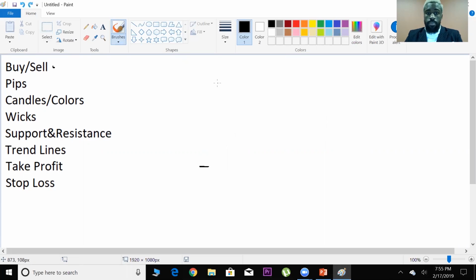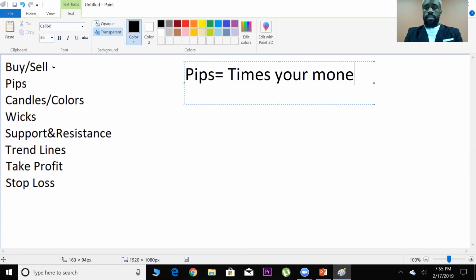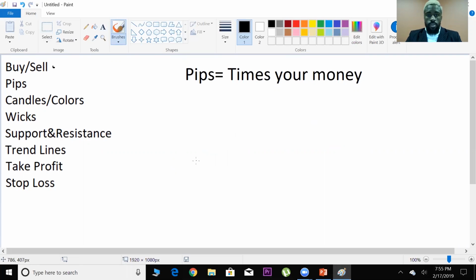Pips is very simple. I'm going to show you the meaning of it. There's a lot of things out there, but I want you guys to just focus on this. Pips means times your money. And that's it, okay? Pips means times your money. So let me give you guys an example. Now if you were to buy at this market, it goes all the way up. Now you have 50 pips.